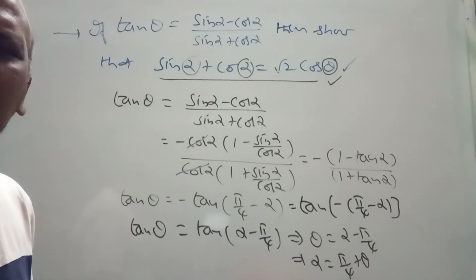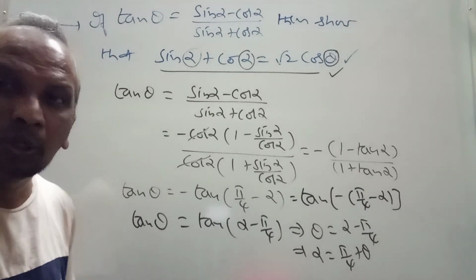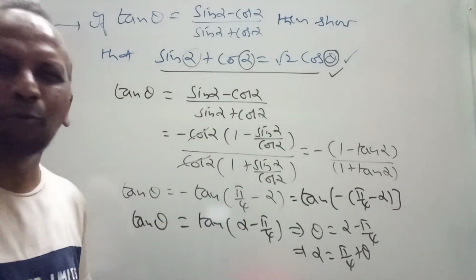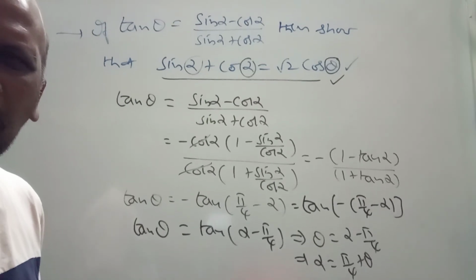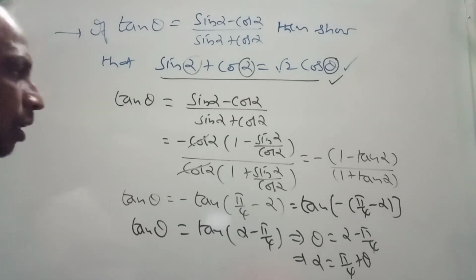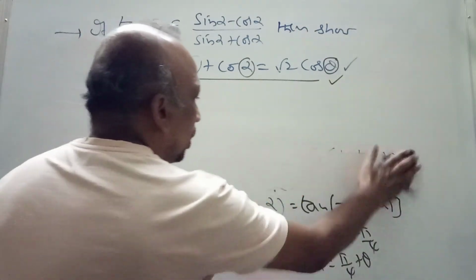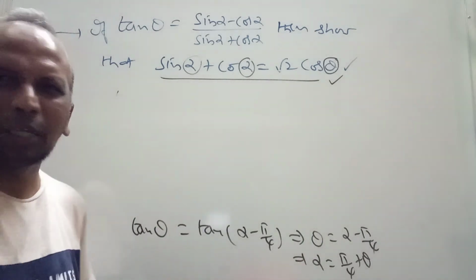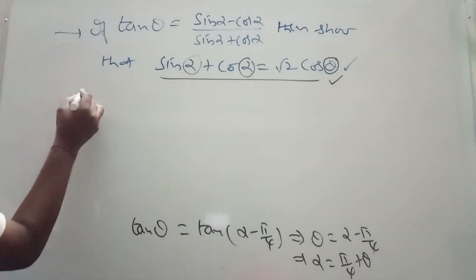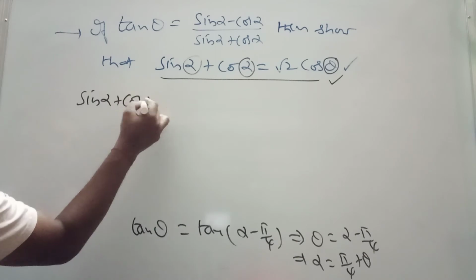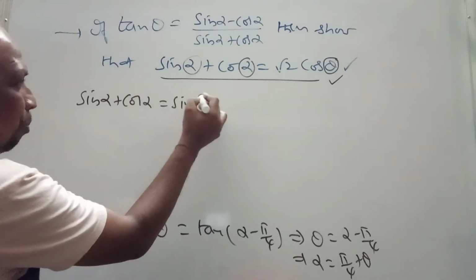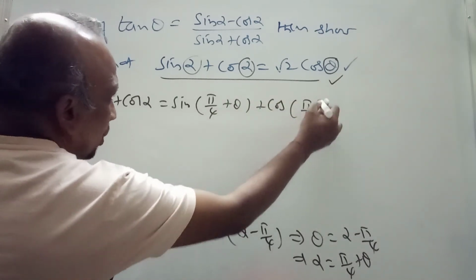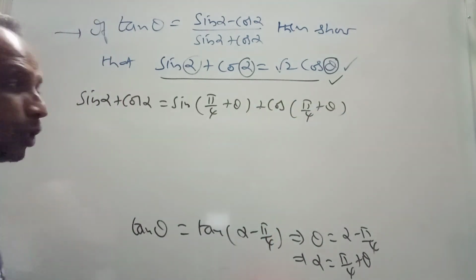So you observe here, alpha is equal to pi by 4 plus theta. Now replace alpha with pi by 4 plus theta. I am going to simplify now; you can follow the simplification. Just remember the value of alpha is equal to pi by 4 plus theta. You take sin alpha plus cos alpha, which is equal to sin of pi by 4 plus theta plus cos of pi by 4 plus theta. Now you can expand.